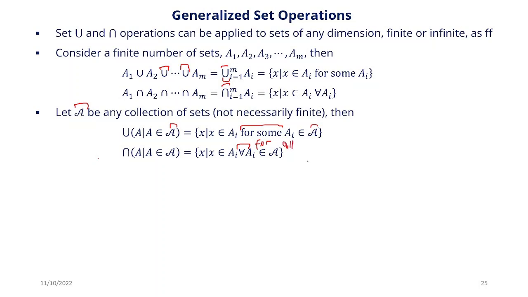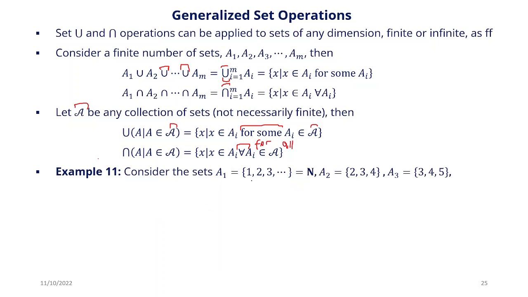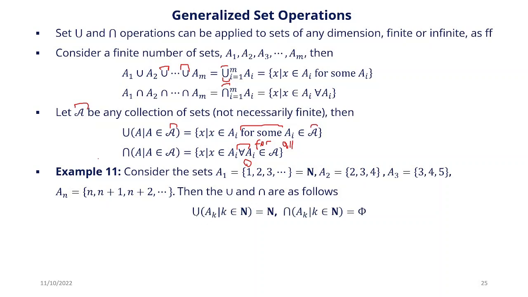For all Ai in A. Example. Consider the sets A1 equal to 1, 2, 3, the set of natural numbers, and A2 equal to 2, 3, 4. Sorry, we have been omitting the 0. It doesn't matter, okay? A2 equal to 2, 3, 4, and A3 equal to 3, 4, 5. An equal to n, n plus 1, n plus 2, so on and so forth. Then the union and intersection are as follows.